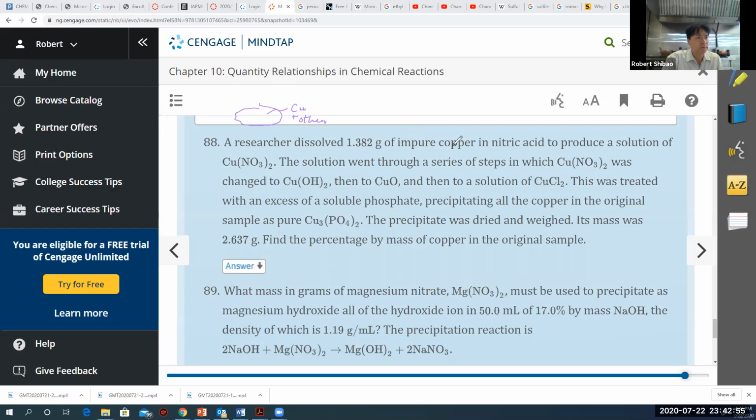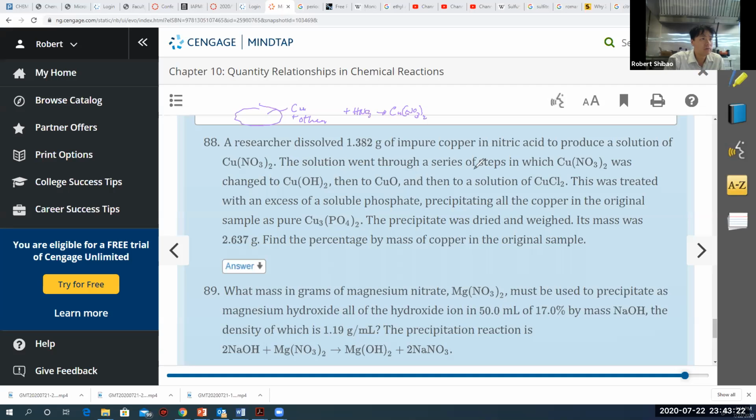Then it was treated with nitric acid. And so when we treat it with nitric acid, hopefully the other stuff doesn't react with the nitric acid, and nitric acid only attacks the copper. Nitric acid is an oxidizing acid, and it can dissolve the copper. And so it makes copper 2 nitrate. We end up with.